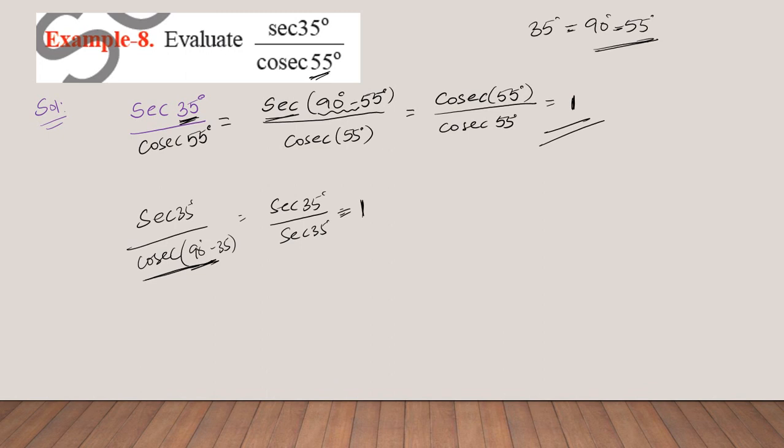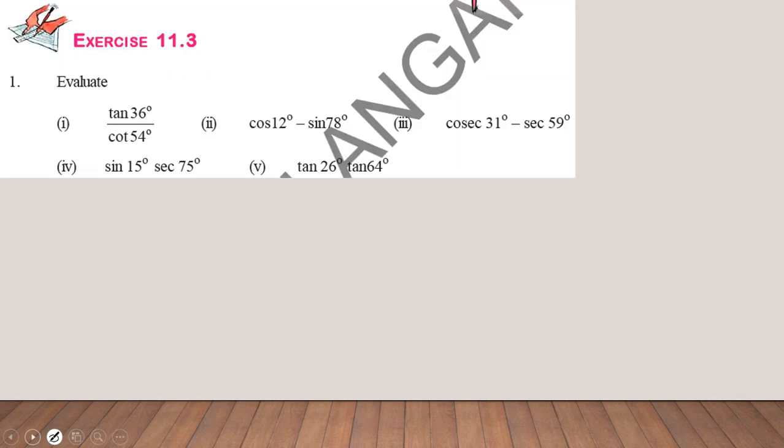Now, moving on to the next question. So what is the next question? Exercise 11.3, question number 1. If you observe the question, tan and cot are complementary pairs, right? And if you observe the angles also, 36 plus 54 is 90 degrees. So likewise you can easily understand.